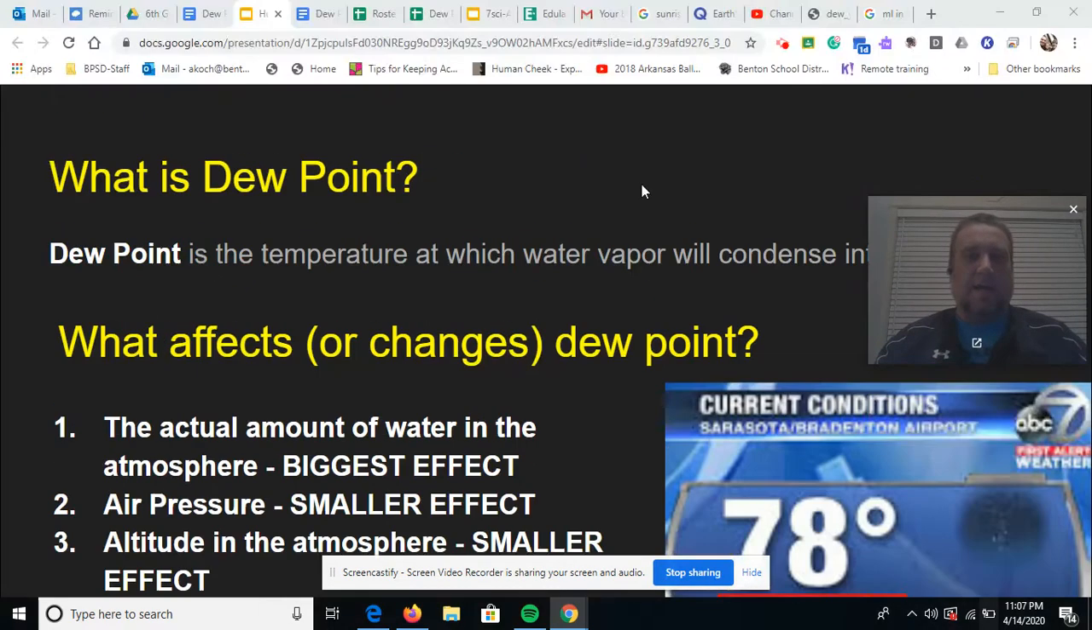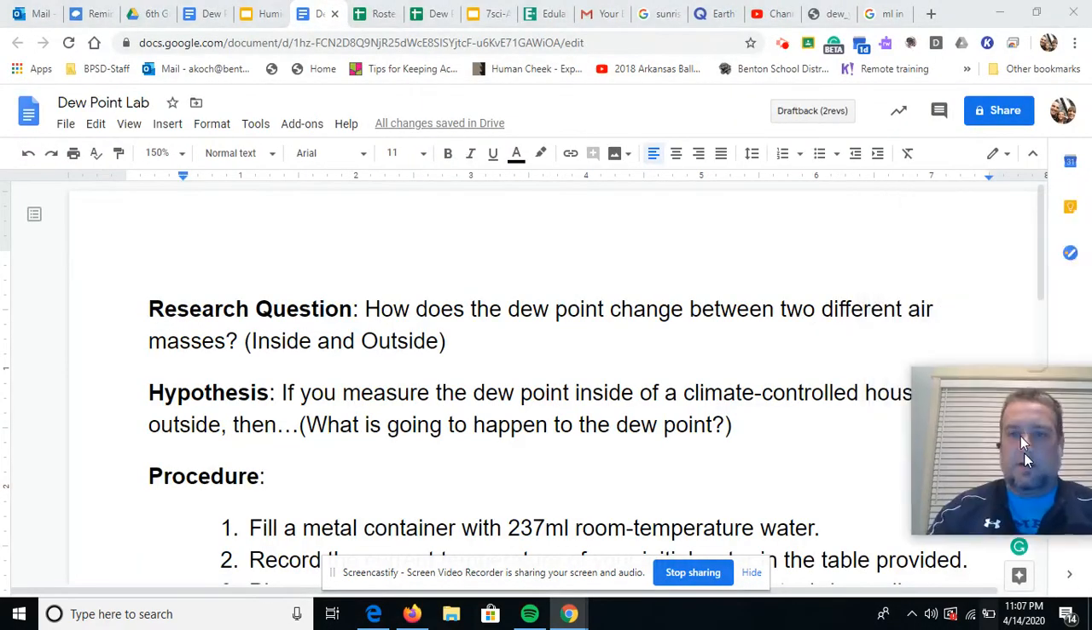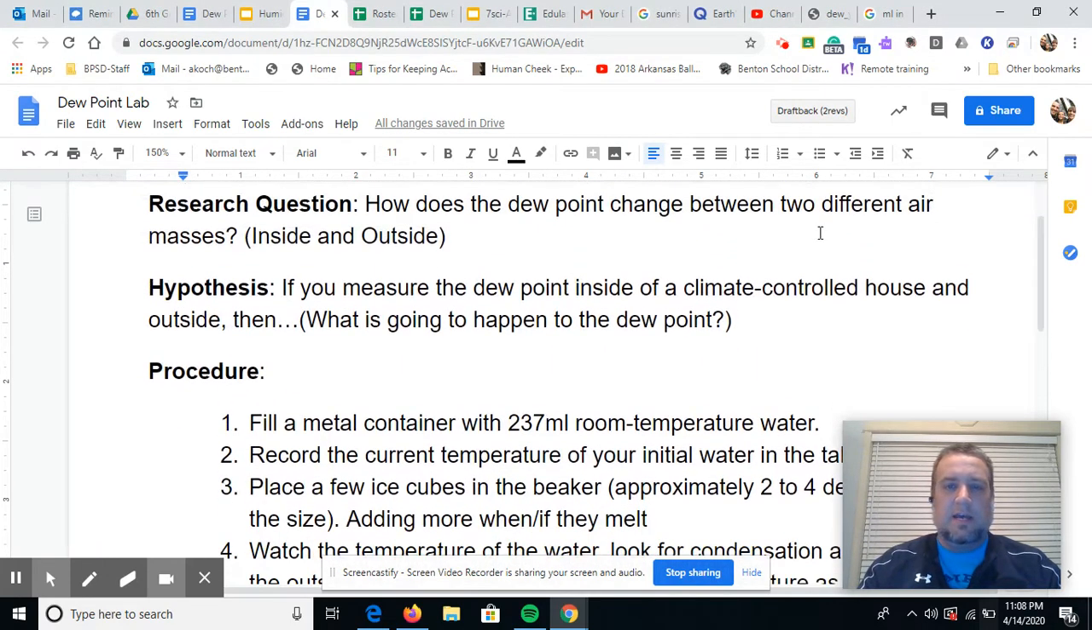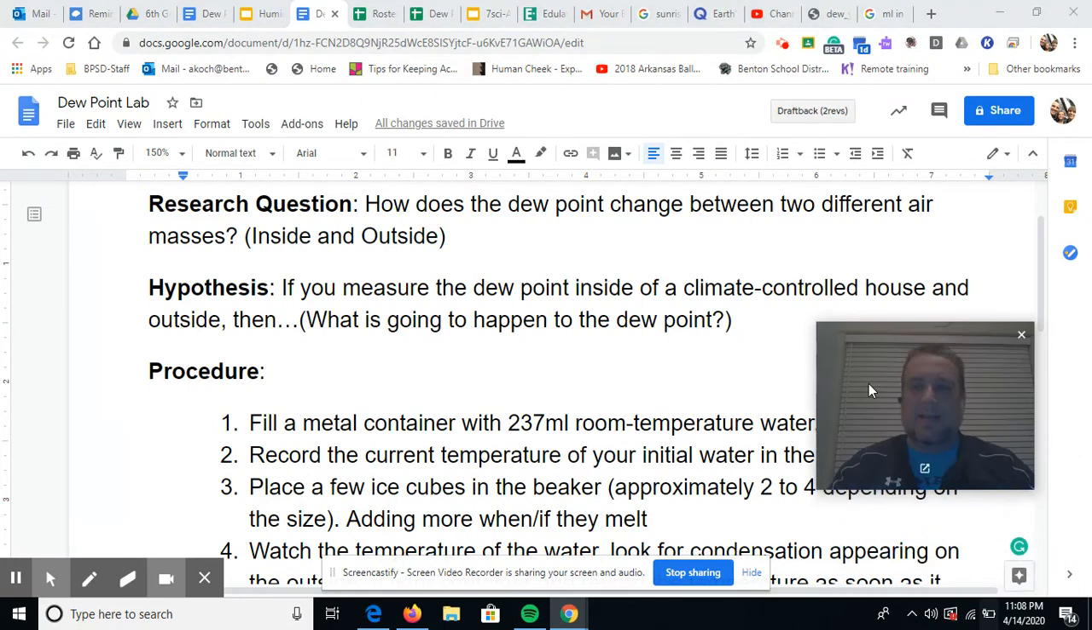We're going to go ahead now and transition into our experiment. So our research question, what we're trying to learn, is: how does the dew point change between two different air masses? Weather is all about air masses and how those air masses come together. Dew point is one way we can say that one air mass is different from another.